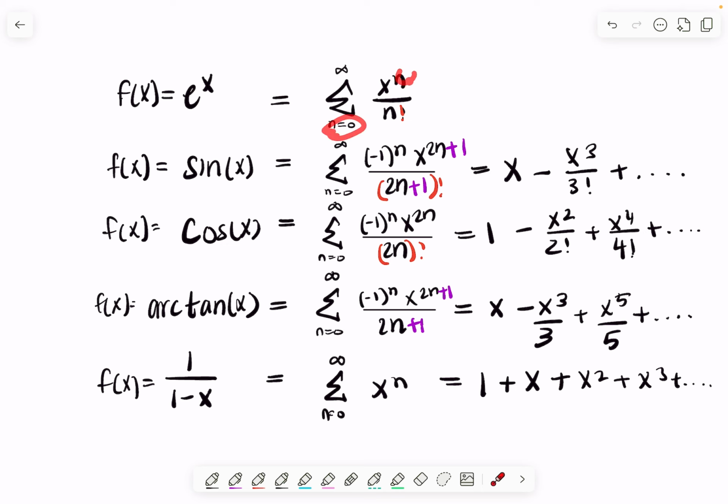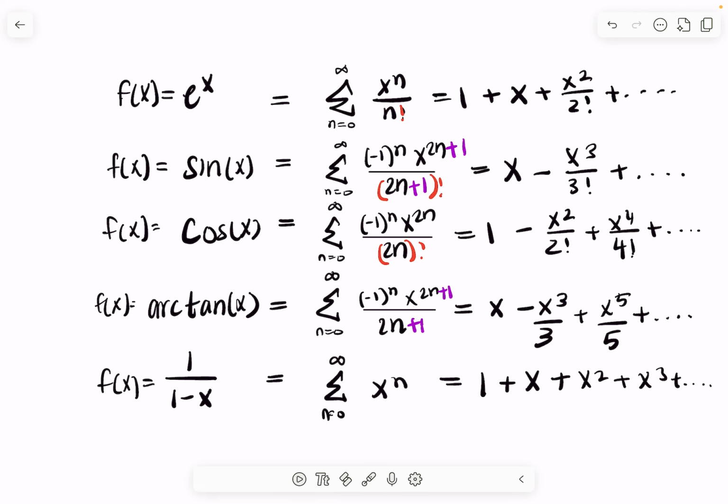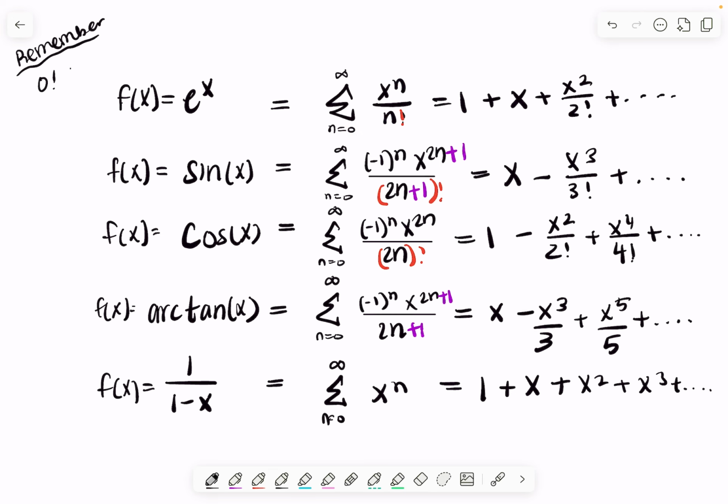And then for this one, we start at 0. Anything to the 0 is just 1. 0 factorial is just 1, so the first term is just 1. Then for the next term, we put in 1, so x over 1 factorial, which is just 1. So it's just x over 1, which is just x. For the next term, you do 2, so you have x squared over 2 factorial. And then you just keep adding. So the important thing to remember is that both 0 factorial and 1 factorial are equal to 1.